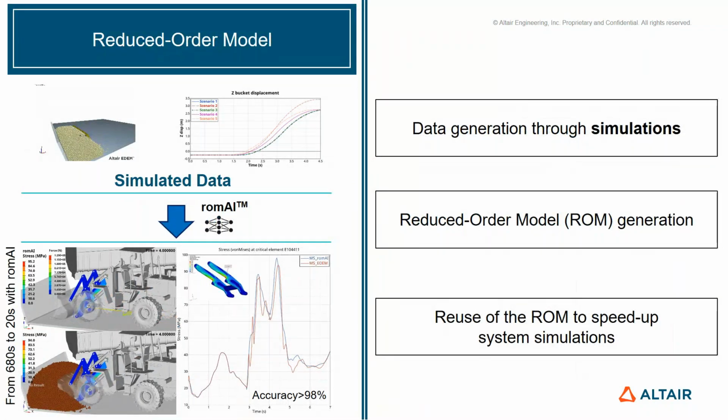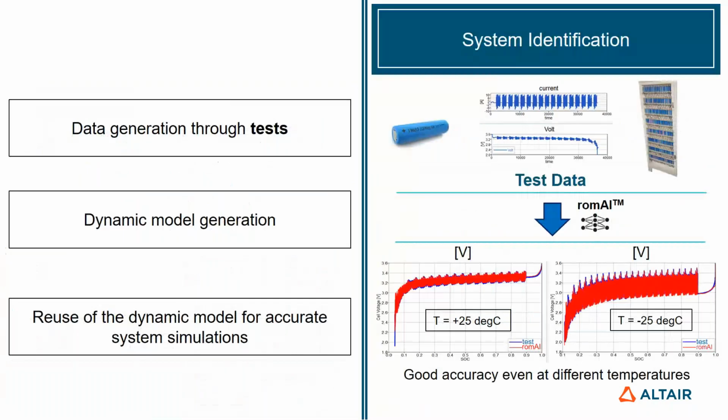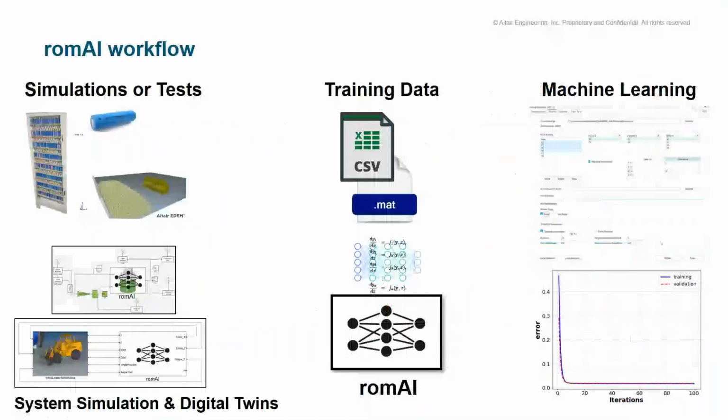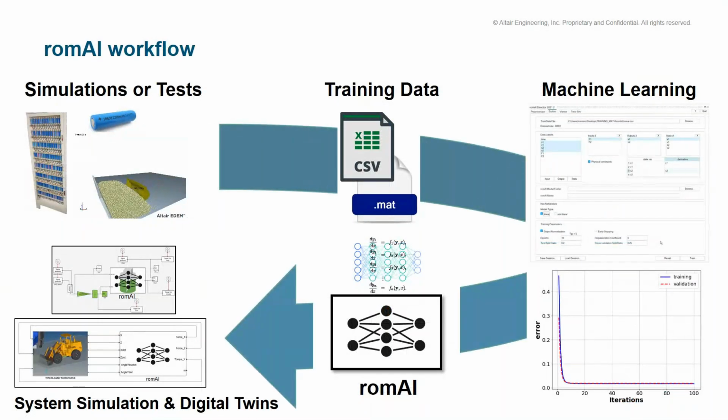This is one of the examples, which is again system identification of battery cells. You have test data, using ROM AI you're predicting. So good accuracy compared to the real time as well as the ROM AI prediction. You can see it at the right side. Okay. It's about the battery simulations. So this is the entire process of the ROM AI workflow.